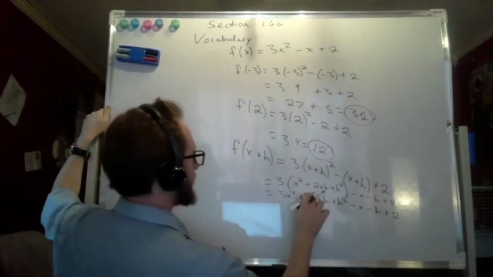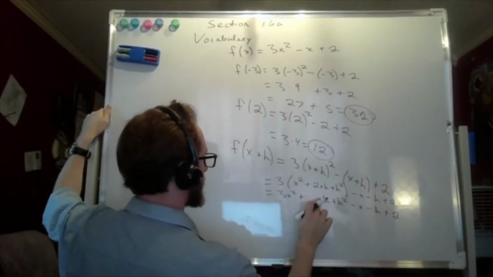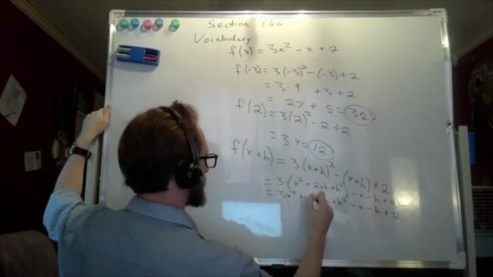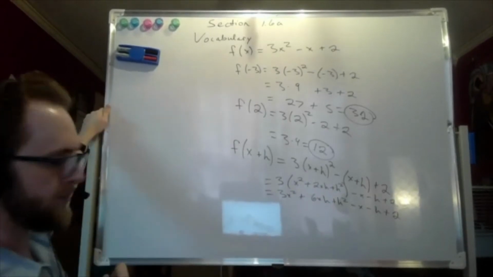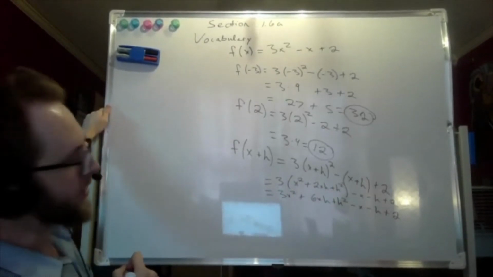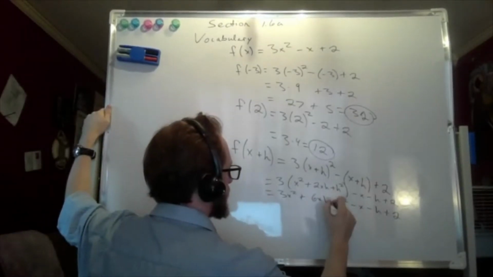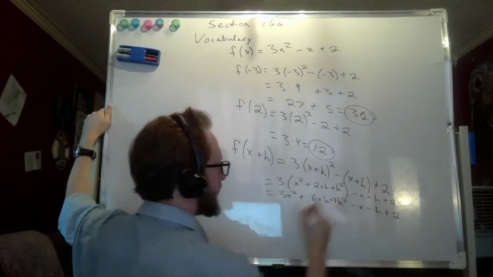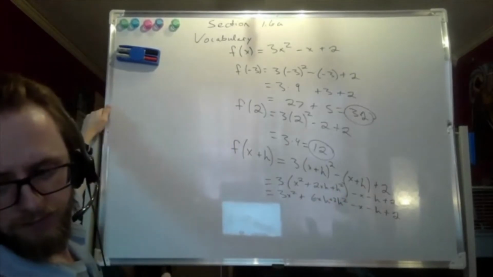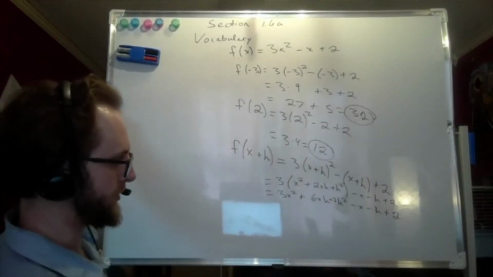Oh, I'm sorry. This should be a 6. 3 times 2 is 6. Yeah, 3x squared plus 6xh plus, and I should have a 3 here, plus 3h squared minus x minus h plus 2.